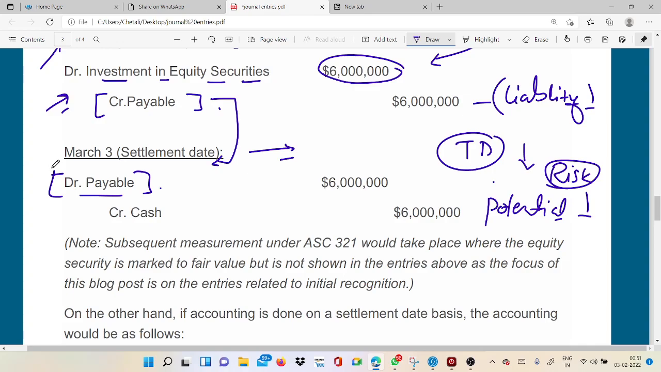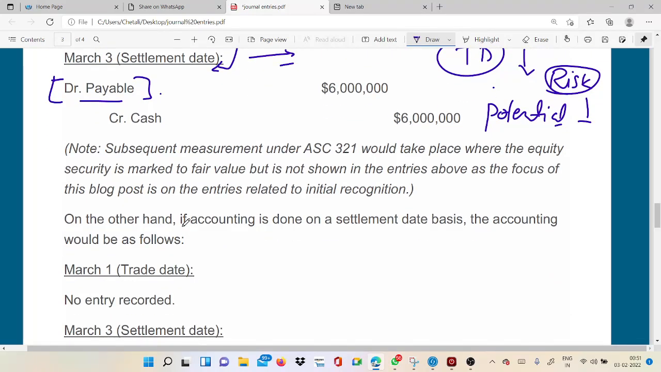But let's see the facts. Note, subsequent measurement under the accounting standard would take place where the equity security is marked to fair value, but it is not shown in the entries above, as the focus of these entries is on initial recognition. On the other hand, if accounting is done on a settlement date basis, the accounting would be as follows.